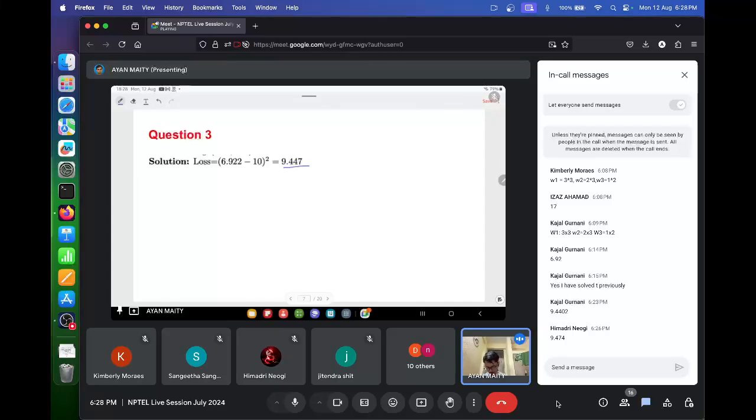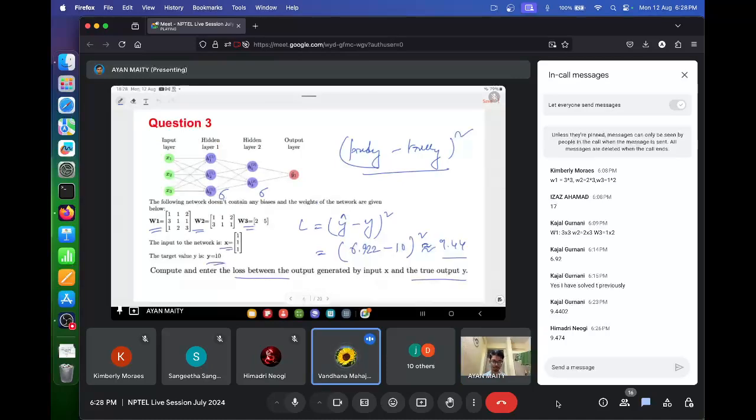There is a square also, right? Yes, square. After computing this, this is almost 10 minus 7, isn't it? This is almost 7, 6.9. So almost 10 minus 7, which is 3 squared. So slightly more than 9.